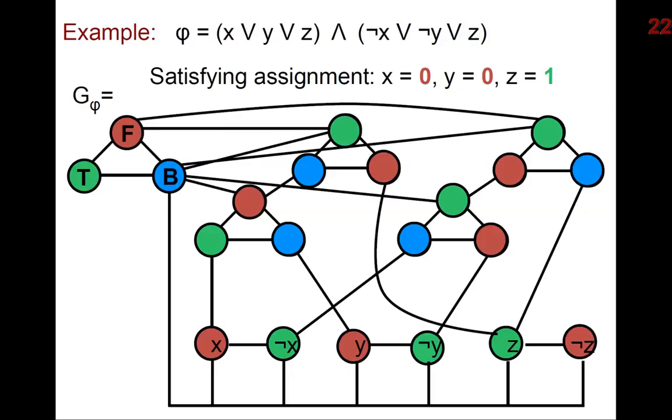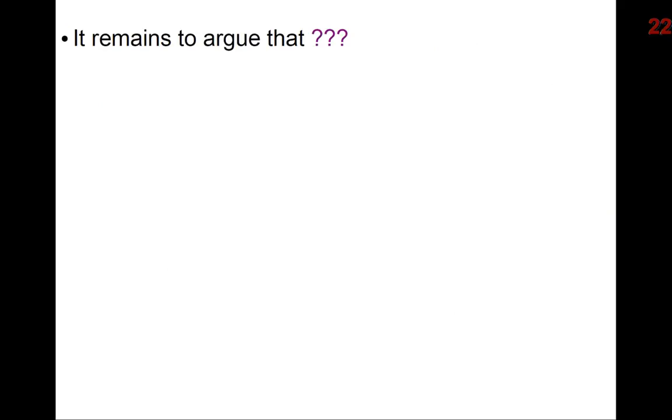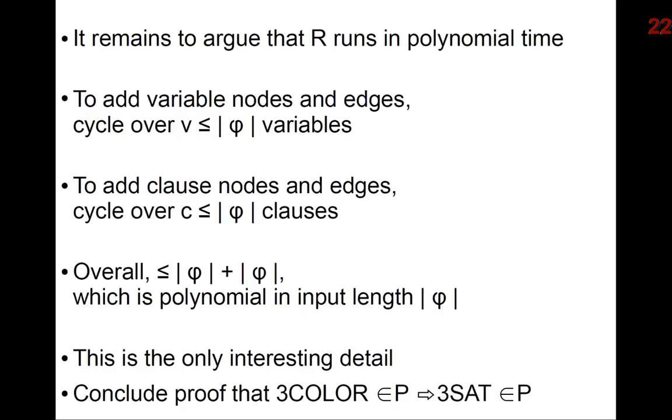Here's an example. A formula with assignment 001, and so X is red and not X is green. Y is red, not Y is green. Z is green, not Z is red, and both clauses are correctly tricolored, and the whole graph is tricolored. We're done. Well, it remains to argue that the reduction runs in polynomial time.